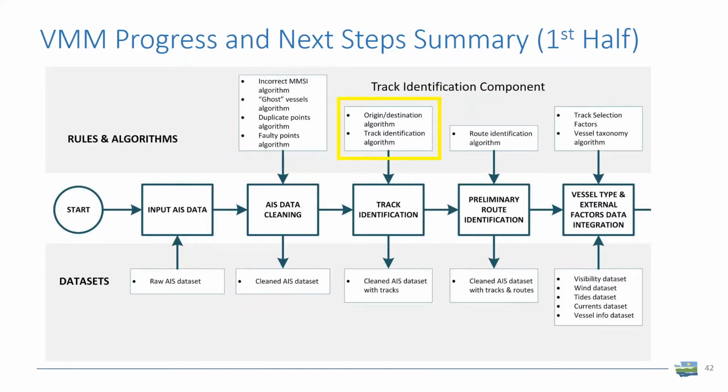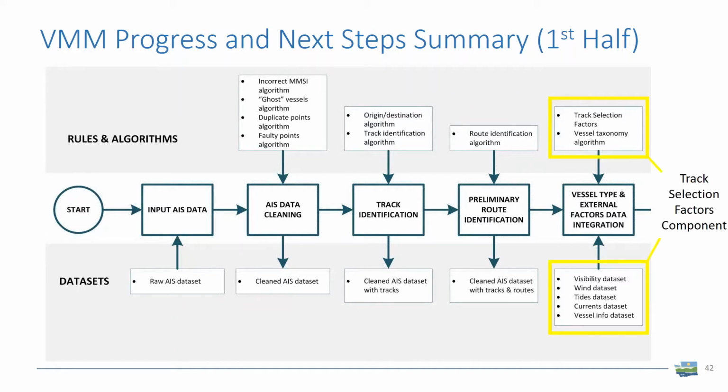We're also testing our algorithms for the track identification component and our algorithms for the route identification component. For the track selection component, we have a draft approach for how we want to lay out our vessel taxonomy, but we will need your feedback before moving forward with that step and before moving forward with the rest of the track selection factors that make up that component.